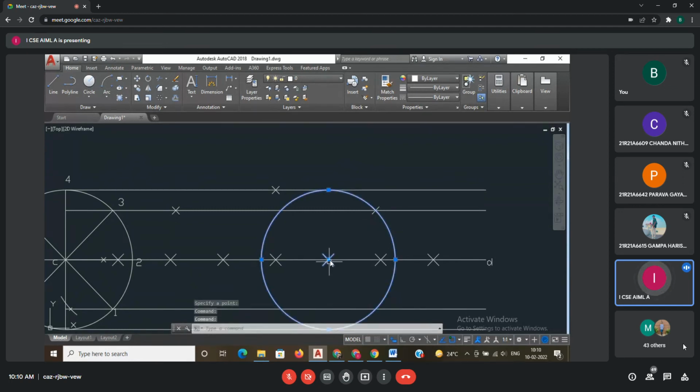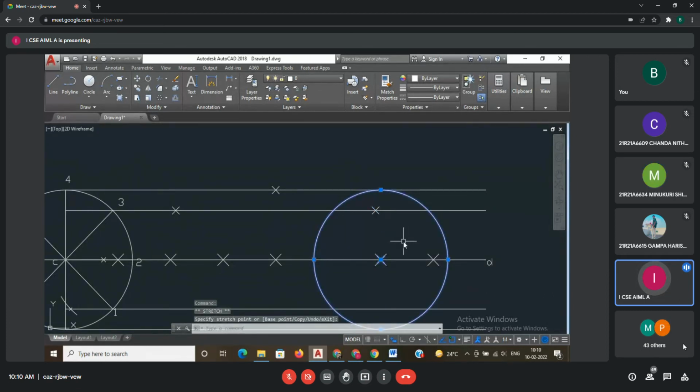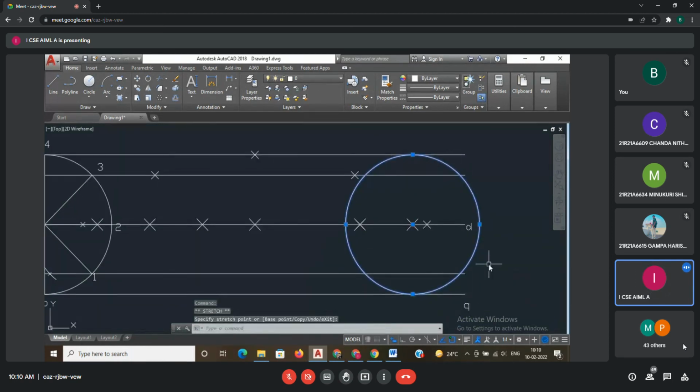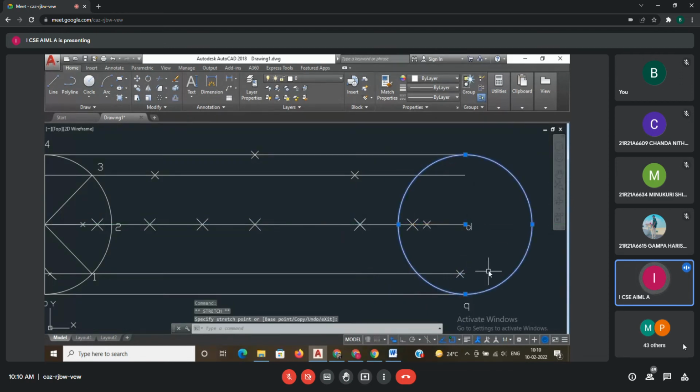Same circle, so I will shift. But if you do like this, it is also a correct procedure, but it will take some time. Sir, we can use mirror option, no? That's why I'm saying. If you follow like this also, it will take some time. Instead of that, we have one more method, that is mirror option. One is there, and one more thing is circles. Instead of shifting this circle from one center to another center, we can draw all the circles at a time.